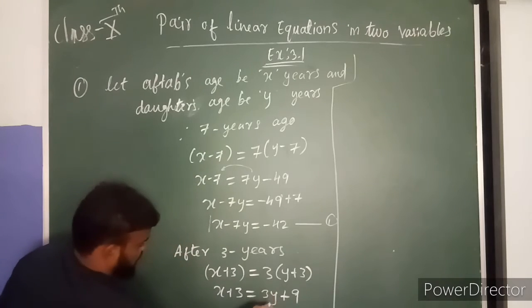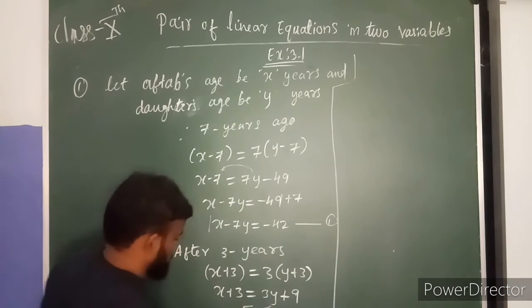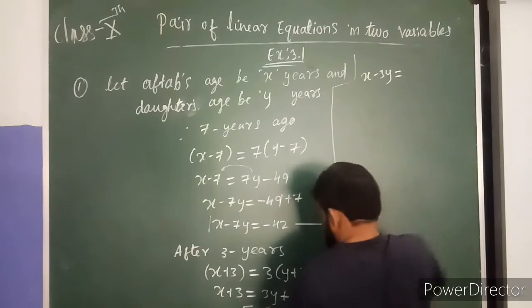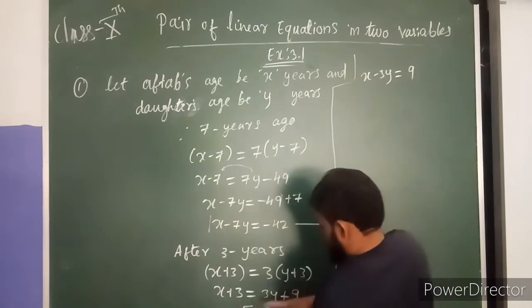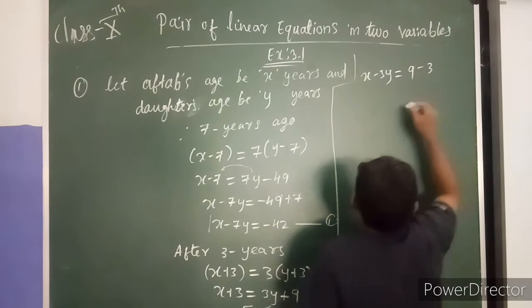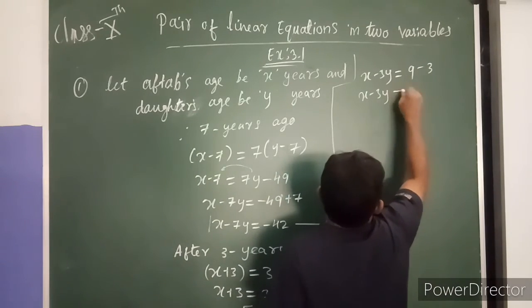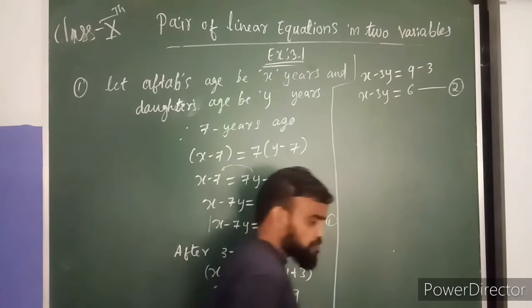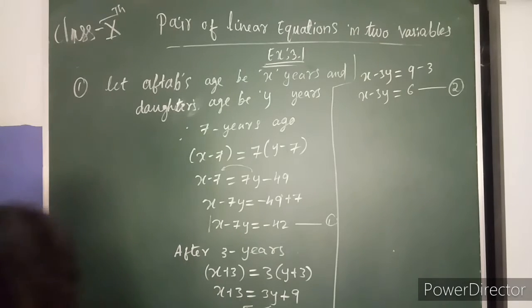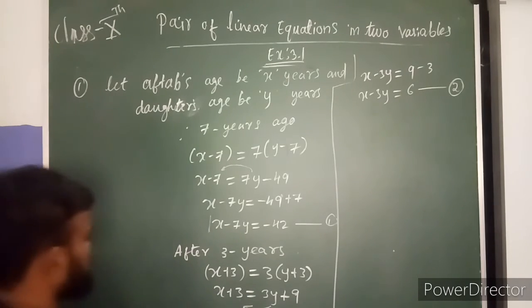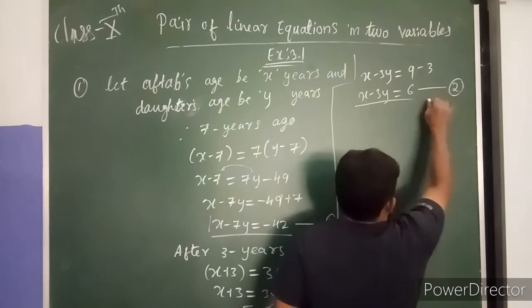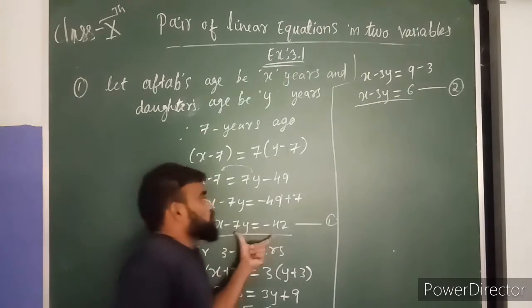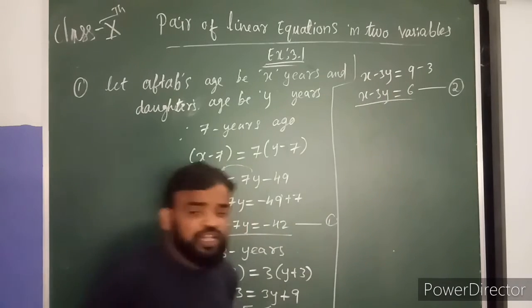This I will take to this side, and the value I will transpose to this side. x minus 3y is equal to plus 9 minus 3. Then x minus 3y is equal to 9 minus 3, which is 6. This is equation 2. So this is equation 1 and this is equation 2. According to the simultaneous linear equations, we got two linear equations. This is in algebraic form.